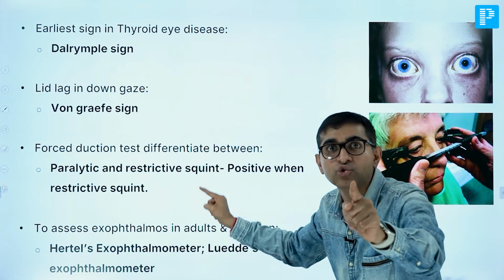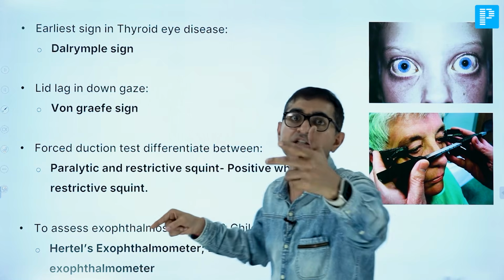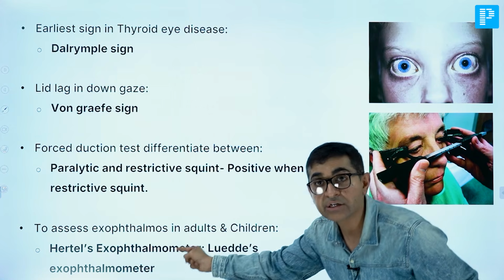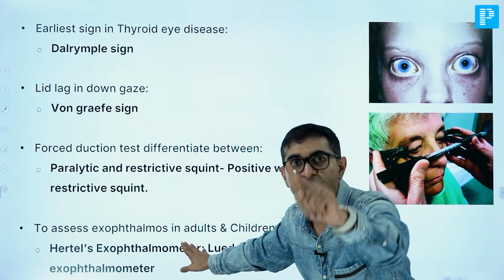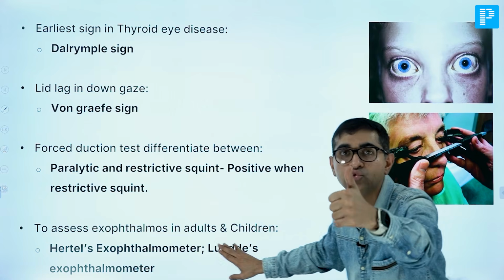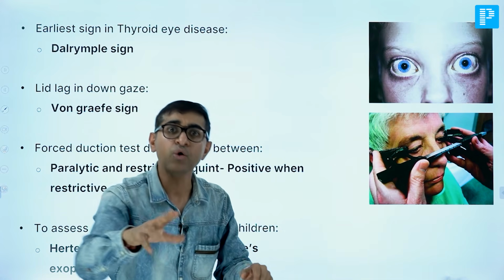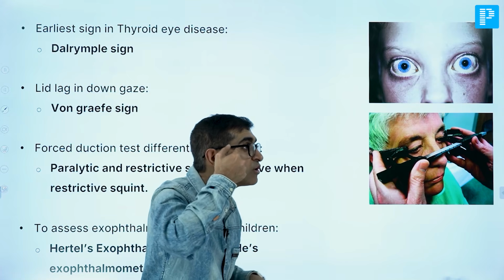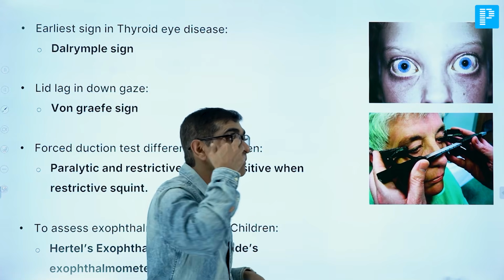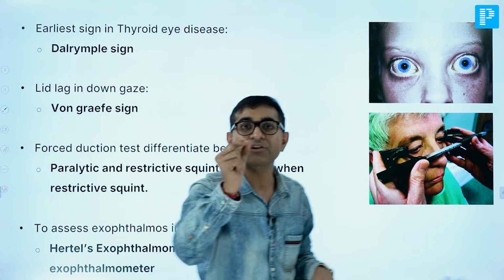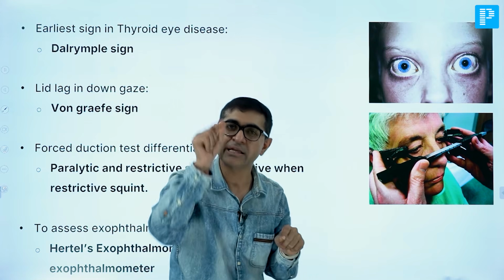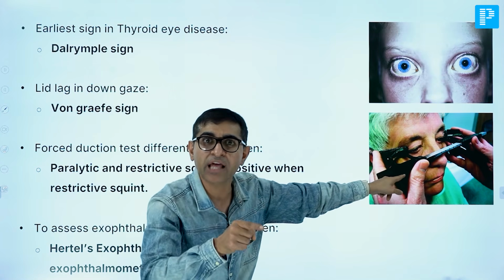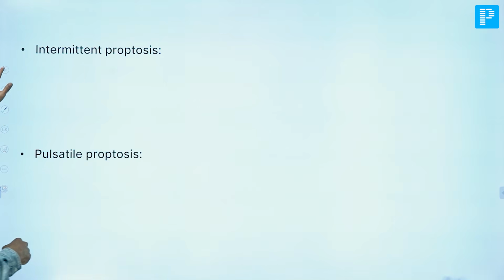But if you quantitatively want to assess whether there is presence of proptosis, yes or no, then you will use an exophthalmometer, and that is your Hertel's exophthalmometer. If you want to assess proptosis in adults, but if in children, that is Ludi's exophthalmometer. Yes. Now, when do you call that the patient has got proptosis? When the distance of the center of the cornea from lateral orbital rim is 21 millimeter or more, then you are going to say that, okay, this patient has got proptosis. So this is your exophthalmometer. Which exophthalmometer? Hertel's exophthalmometer. All right.